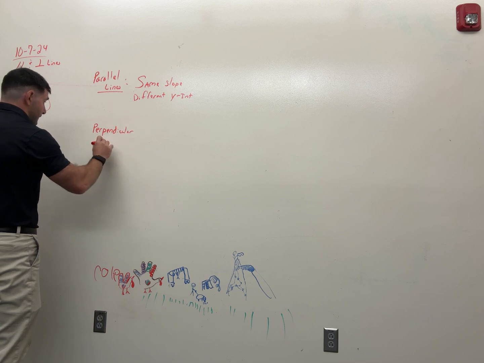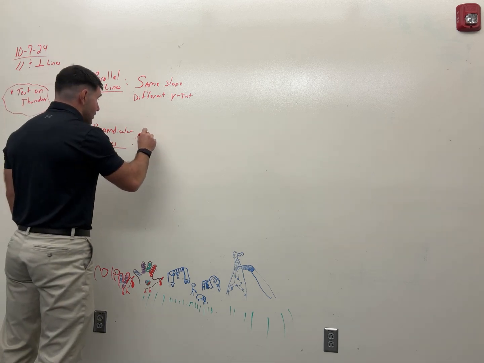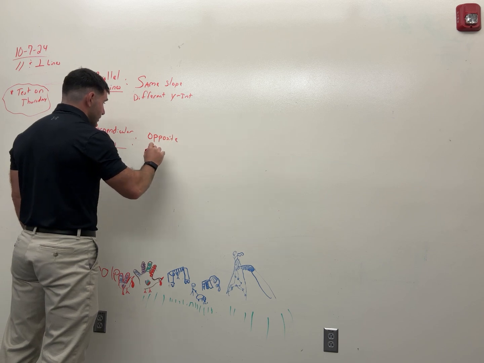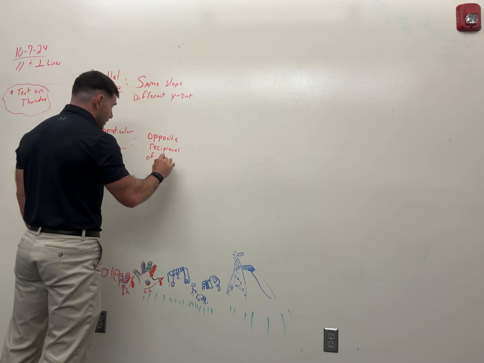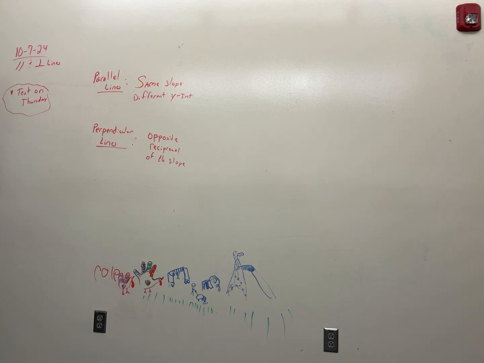Perpendicular lines: opposite reciprocal of the slope. And I know that doesn't make much sense yet. Copy it down, it will make sense, I promise you. If you're starting to learn, I might say things that you're like, it doesn't quite make sense until it does. Okay, I never leave you hanging.